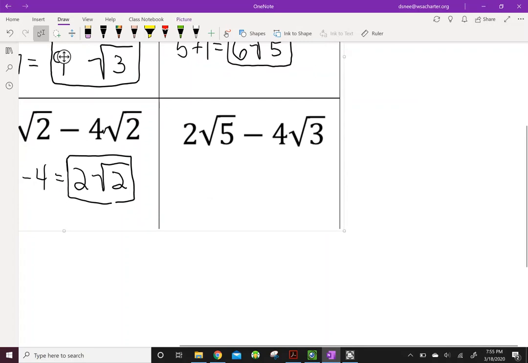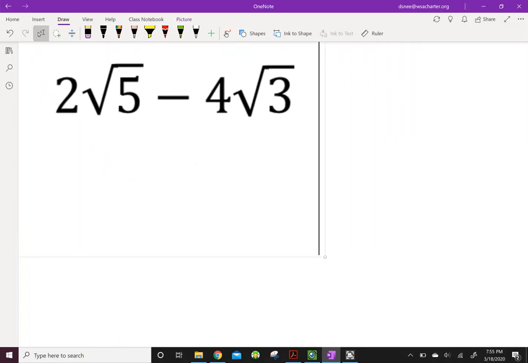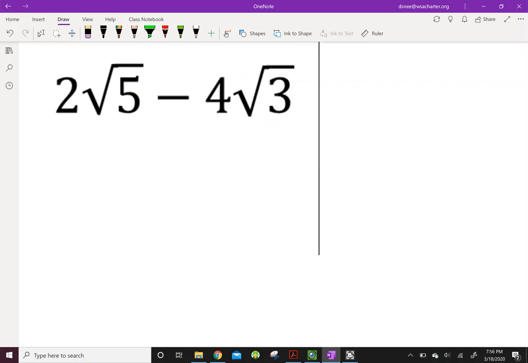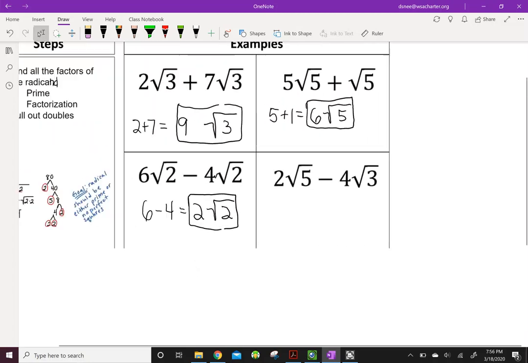In our last example over here, we have 2 times the square root of 5 minus 4 times the square root of 3. In this case, my 5 and my 3 do not look alike, so I cannot combine this value and this value. No, this is simplified. I can't take out anything else, right? I've got prime number, prime number, prime number. That is simplified. So I'm going to move on.